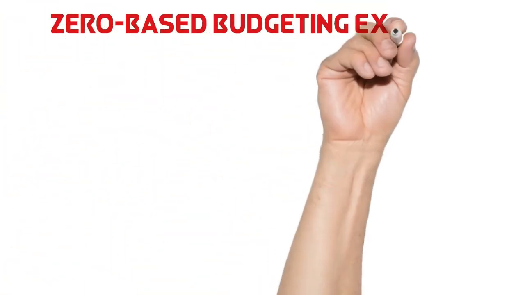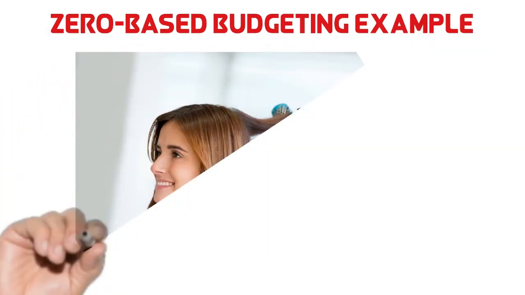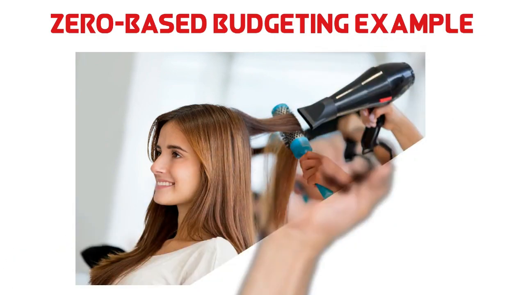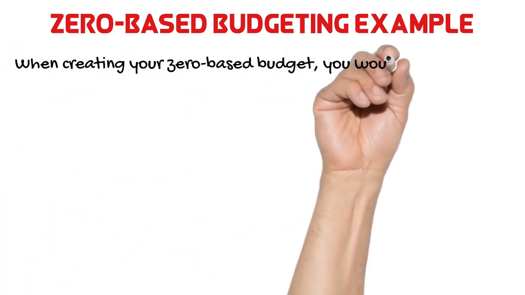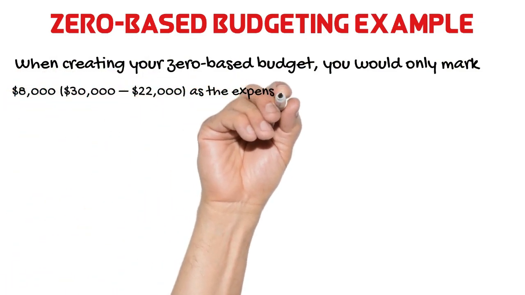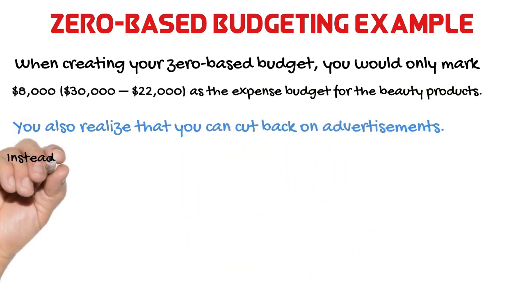Let's say you run a hair salon and sell shampoo and conditioner to customers. Last year, you purchased these products from another company for $30,000. You decide to use zero-based budgeting for the upcoming year. As you're listing expenses, you realize you can make your own hair products for cheaper than the supplier's price. Making your own products will save you $22,000. When creating your zero-based budget, you would only mark $8,000, $30,000 less $22,000, as the expense budget for the beauty products.